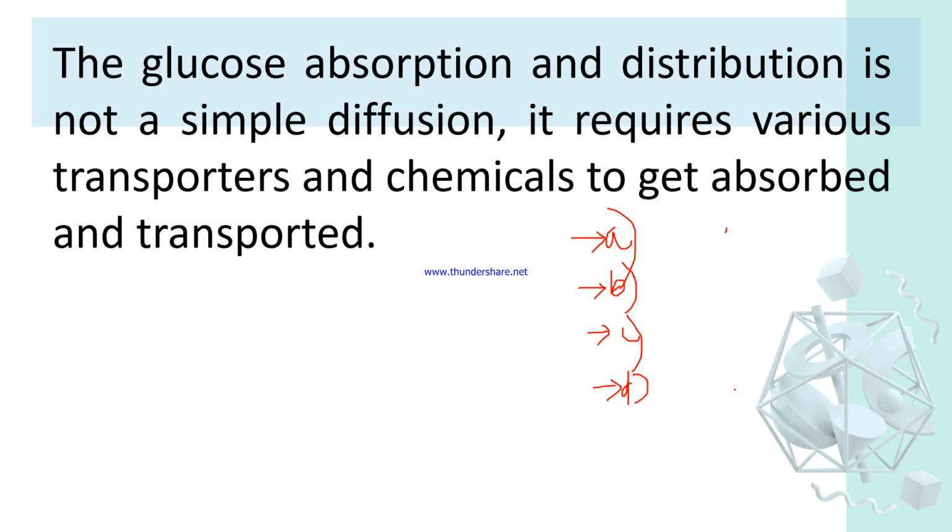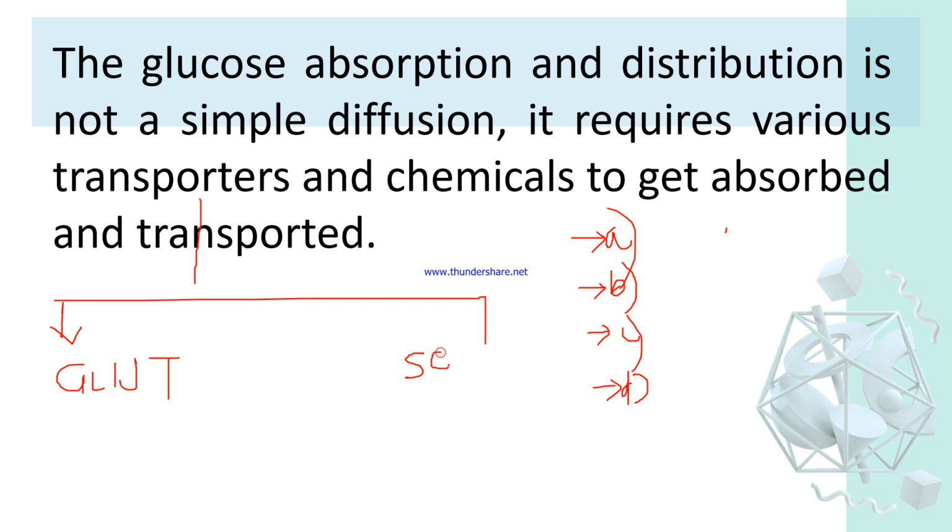As I told, this glucose absorption and distribution is not a simple thing. It requires various transporters. These glucose transporters are broadly classified into two categories. One is called GLUT, glucose transporter. Another is SGLT, sodium glucose transporters. The GLUTs are categorized by the numbers 1 to 14 and SGLTs by 1 to 6.